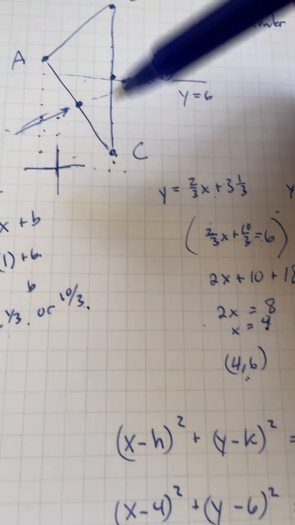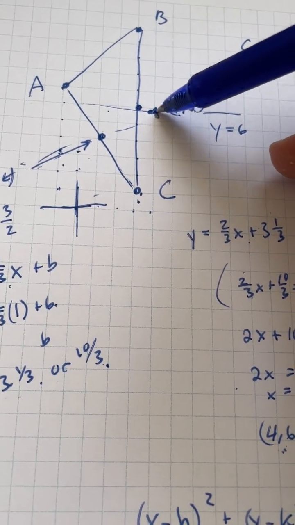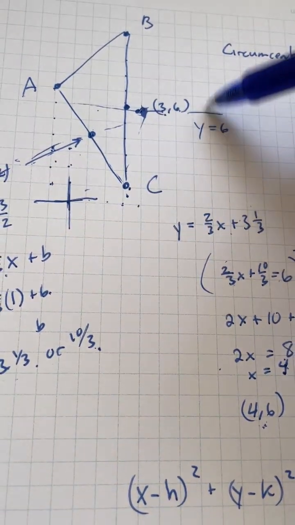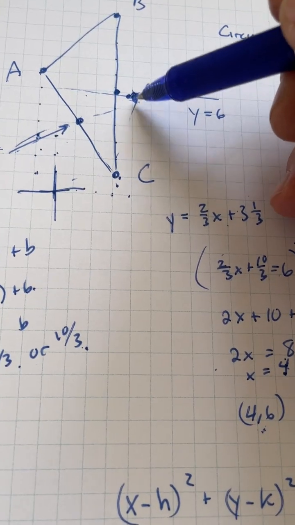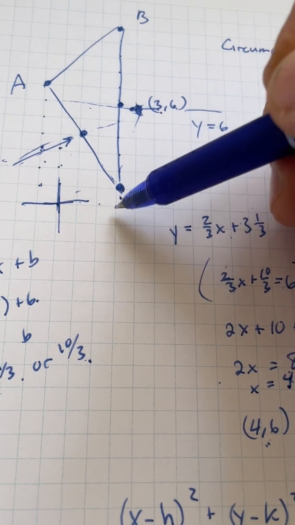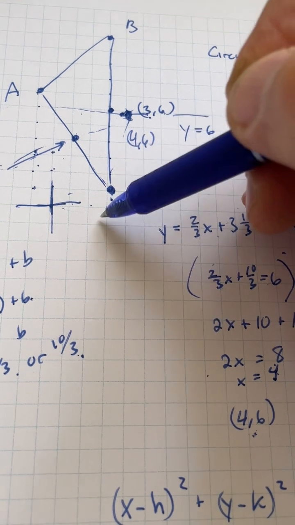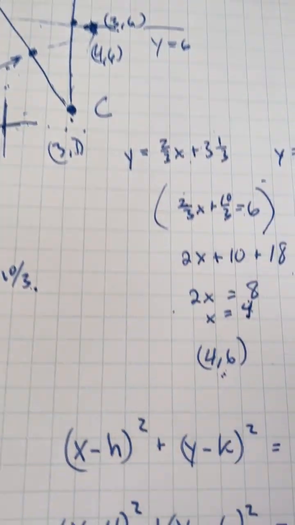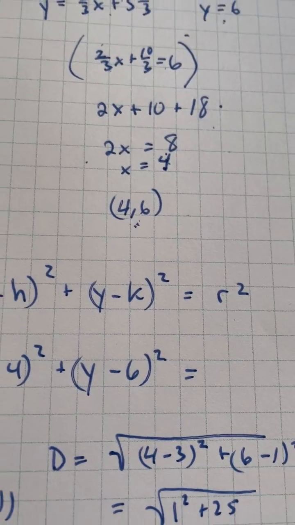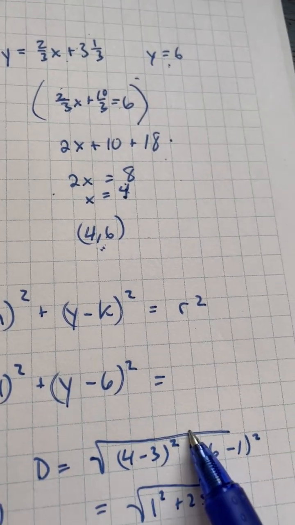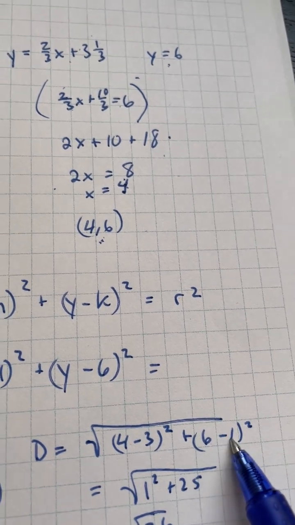The radius on our circle will be the distance from the circumcenter to any one of the vertices. They all have the same radius. So just choose one. I'm going to choose this one, which was (3, 1). So distance formula between (4, 6) and (3, 1). Do you remember the distance formula? It's d equals the square root of (x2 minus x1) squared plus (y2 minus y1) squared.